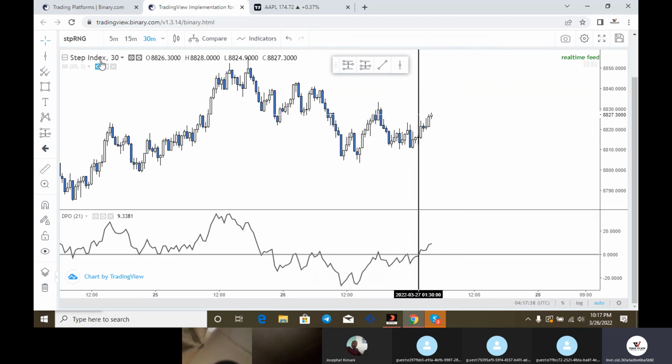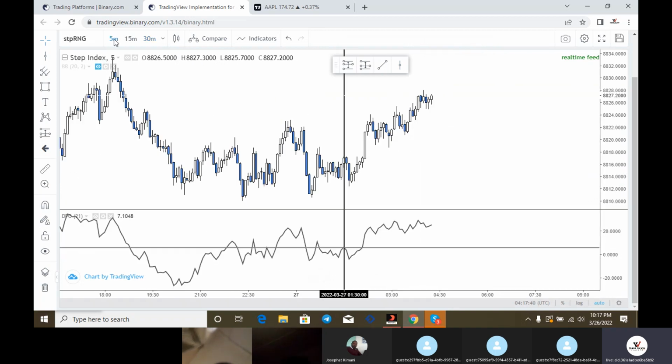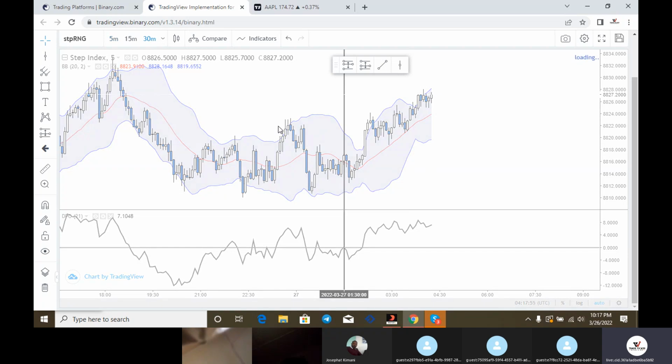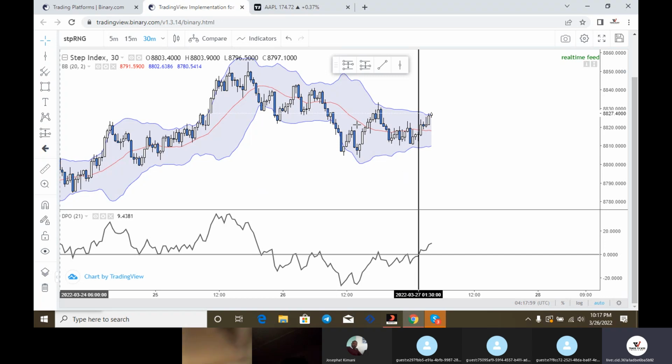All right, so we are going to go to the 5 minute time frame, put up our Bollinger Band. All right, so all we have to wait for is price to get to the bottom part of the Bollinger Band, and then we take a buy signal. So right now, no opportunity, but let's look for previous examples where we had some good opportunities to kill the market.